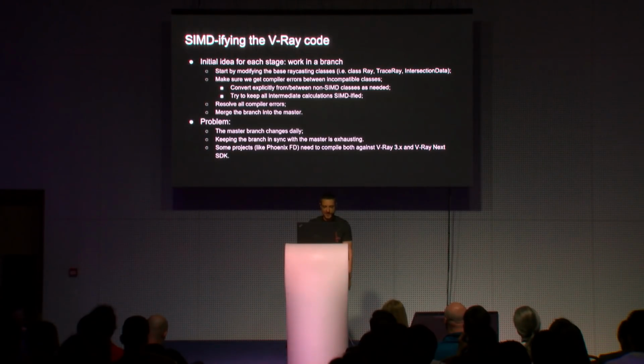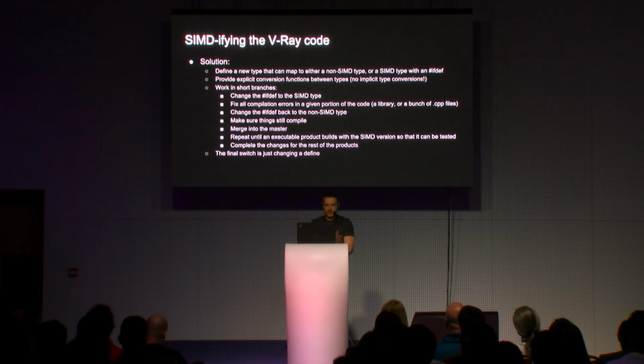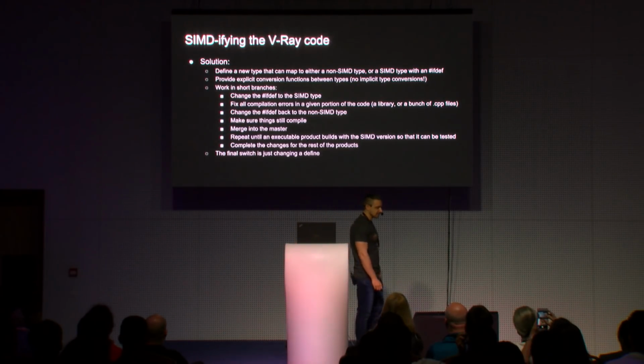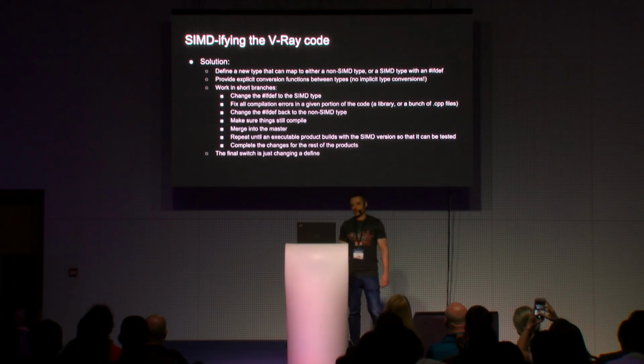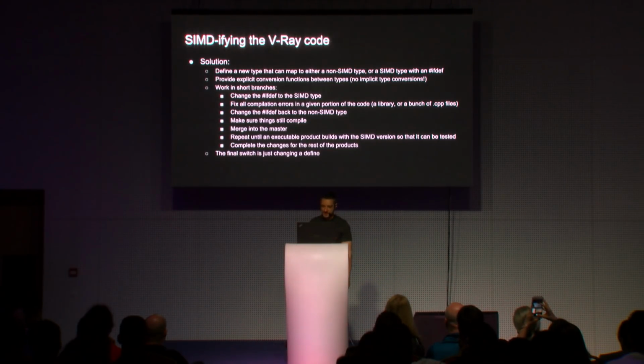And on top of that, we have some projects like Phoenix that still needed to be able to compile with both versions of VRay, both the old one, VRay 3, and VRay Next, using the new SIMD classes. And I hadn't originally thought about this. So what I ended up doing is basically have a compile time switch that allowed me to switch the entire code from the original non-SIMD versions of the structures to a SIMD version.